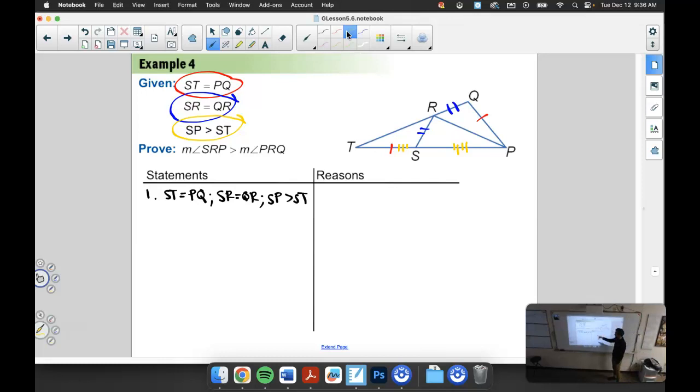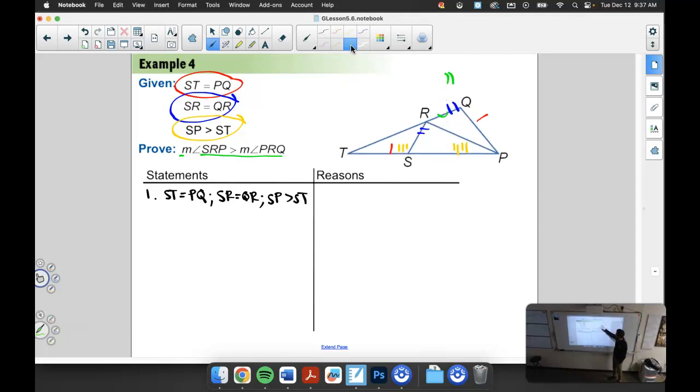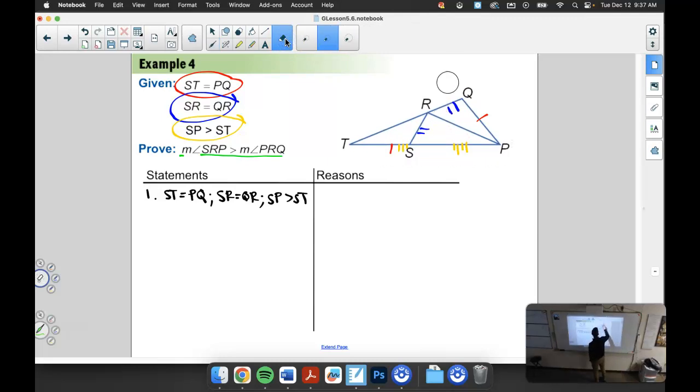Now, this is kind of weird, because notice what they want us to end up comparing here is they want us to compare SRP, this angle, to PRQ, this angle. I did that backwards from the way I just said it, so let me do that. They want this one to be smaller than this one.